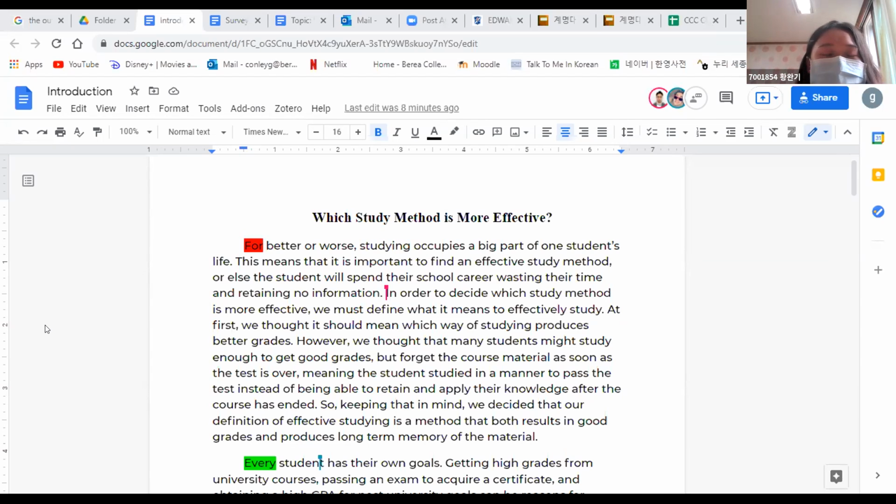We all know that as students, studying occupies a big part of a student's life. This means it is important to find an effective study method to help them get good grades. So in order to decide which study method is more effective, we must define what it means to study effectively. At first, we thought it should mean which way of studying produces better grades. However, nowadays we thought that many students might study enough to get good grades, but forget the course material as soon as it passes. It's like they are simply machines for the tests. So keeping that in mind, we decided that our definition of effective studying is a method that both results in good grades and produces long-term memory of the material.